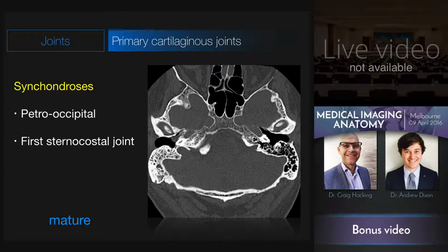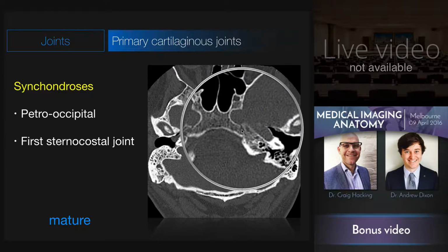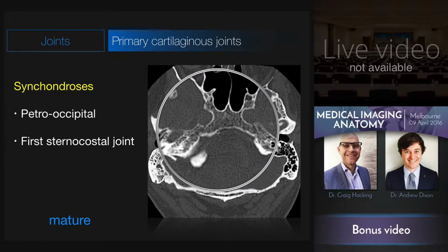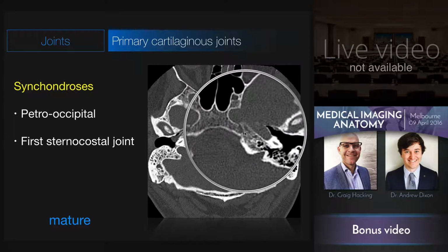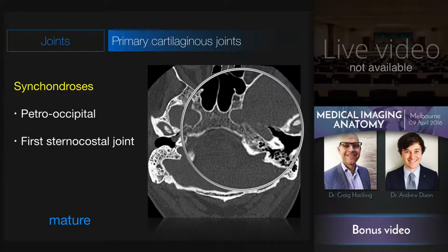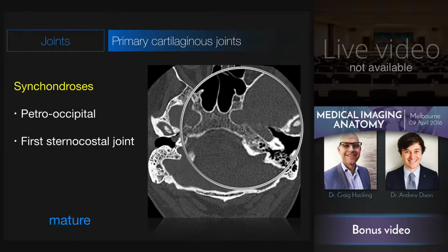Only a few primary cartilaginous joints persist in the adult. The most important one is the petrooccipital synchondrosis between the clivus of the occipital bone and the apex of the petrous temporal bone. And this is important radiologically because it's a site where chondrosarcomas can occur.